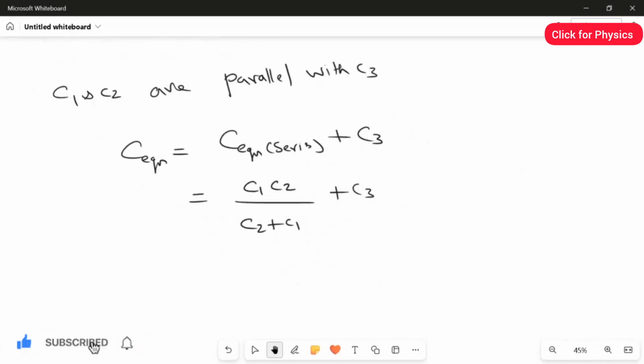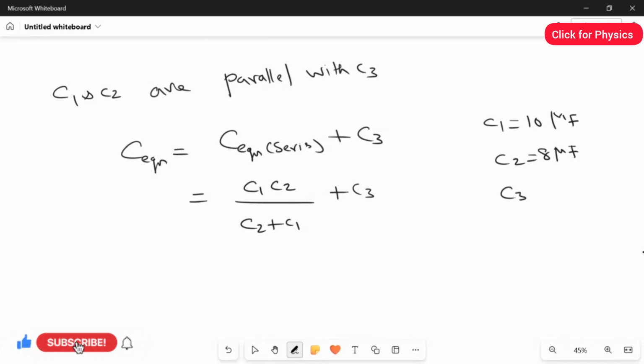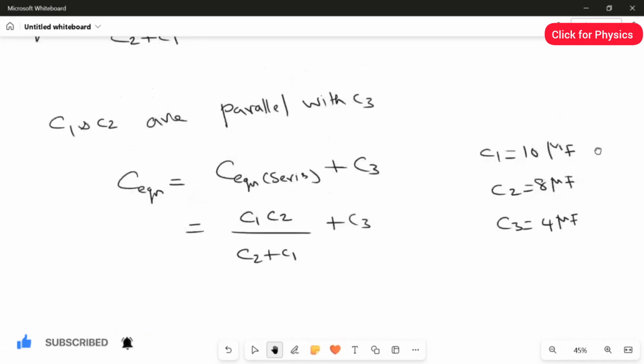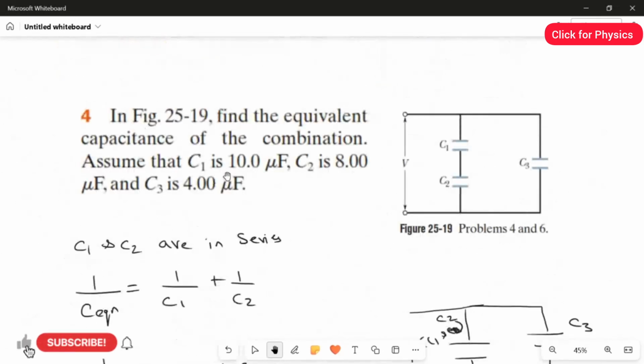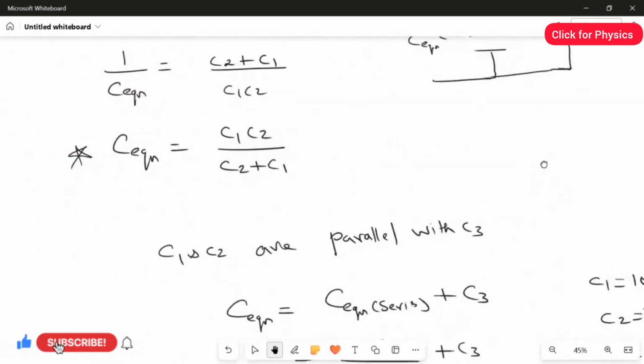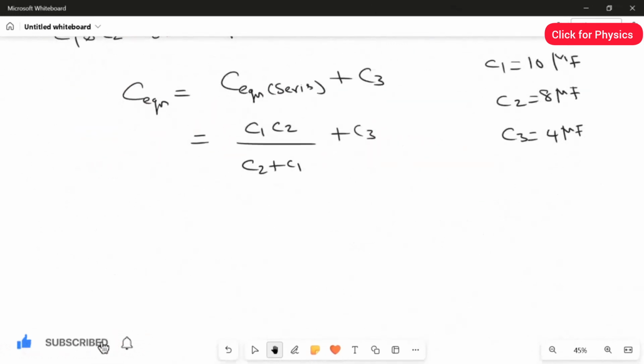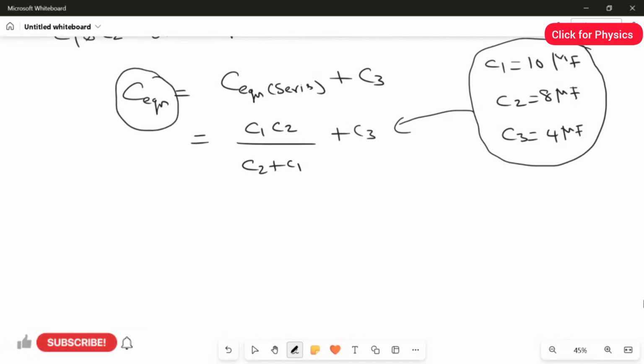So better we write the given values first. C1 is 10 microfarad, C2 is 8 microfarad, and C3 is 4 microfarad. Let's go back to the question and check whether the values are correct. 10, 8, 4, right? So 10, 8, 4 is right. Now I'm going to substitute these three values in this equation to get the answer for the C equivalent of the three capacitor arrangement.